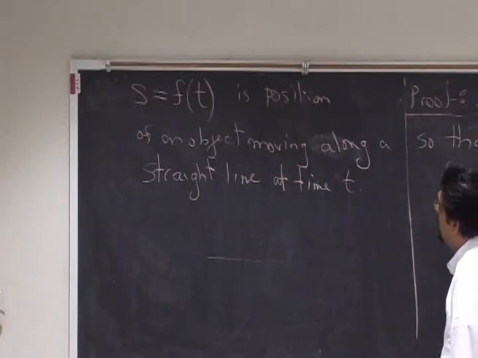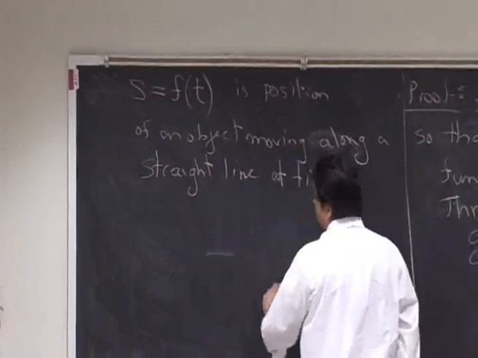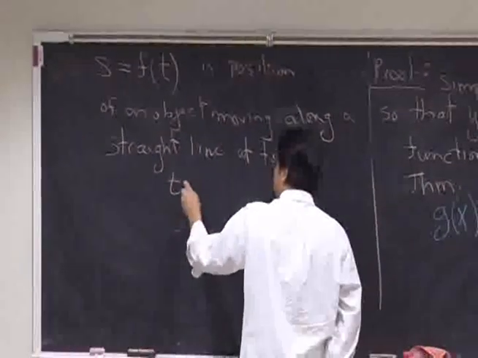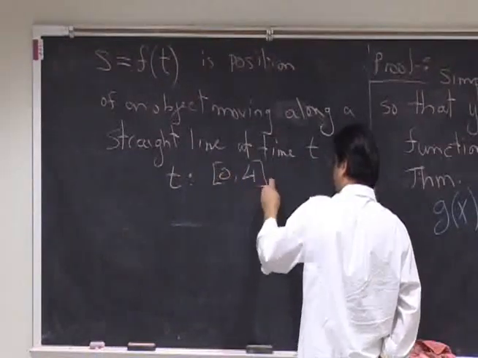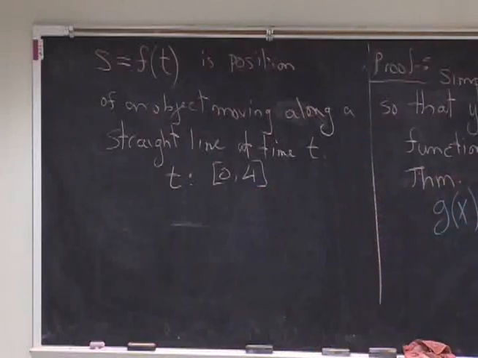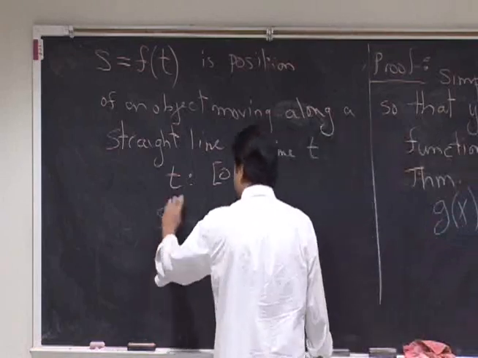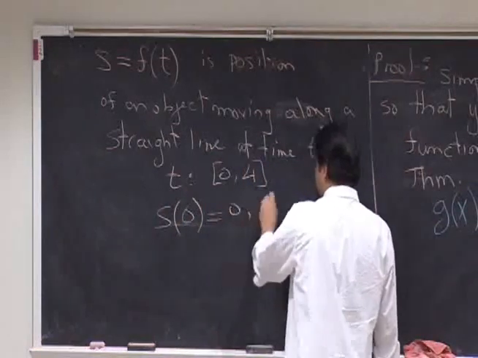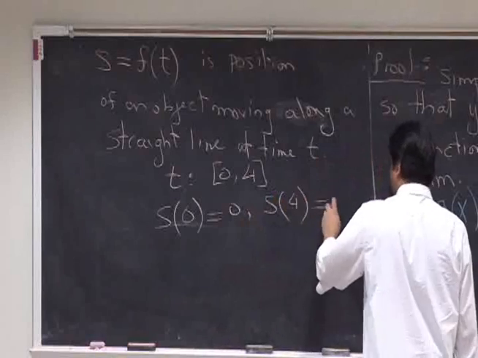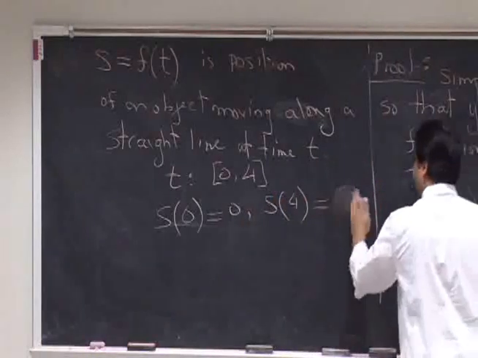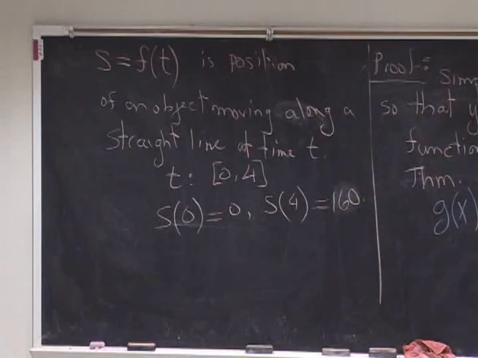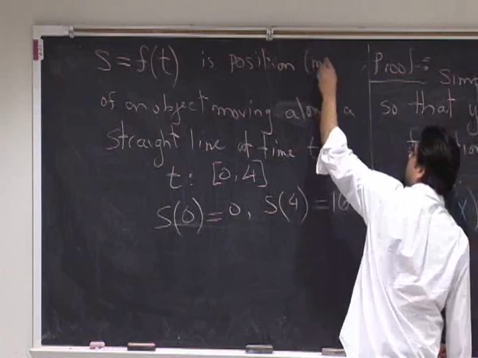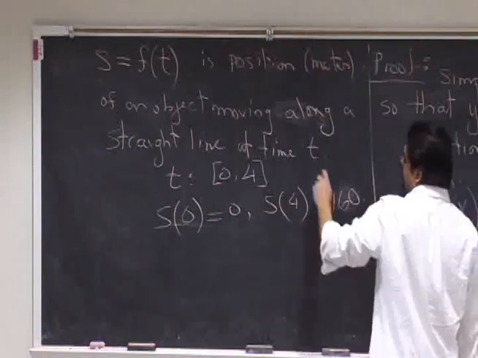Okay, and we are interested in our time interval being from 0 to 4. Okay, and we're going to suppose that the position at 0 is equal to 0, and that the position at 4 is equal to 160. Okay? So let's put some units here. We're talking with meters, and we're talking with seconds.